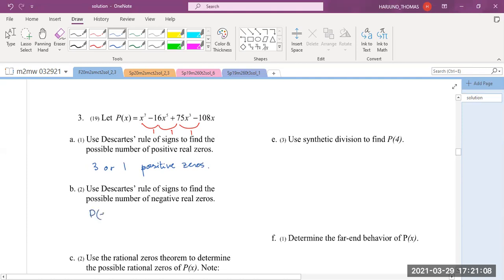For p(negative x), we basically replace x by negative x. If terms have an odd exponent, the sign will change. If they have an even exponent, the sign will not change. The thing is, all the exponents we have here are odd. In fact, in this case, if you factor the negative out, you will get p(x) inside.